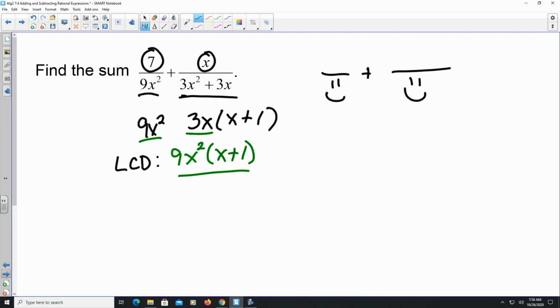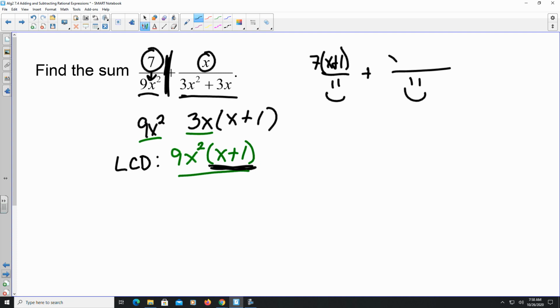So looking at 7, you're going to get to multiply 7 by something. Looking at the denominator here, originally it was just 9x squared. What I additionally multiplied this denominator with is x plus 1. So since I multiplied x plus 1 to this part of the fraction, that means I'm going to multiply x plus 1 to the top here.